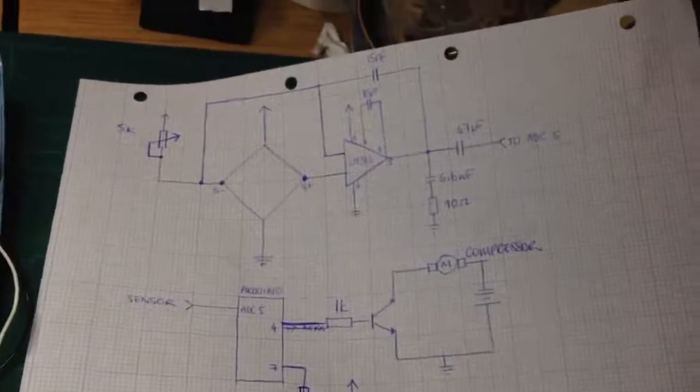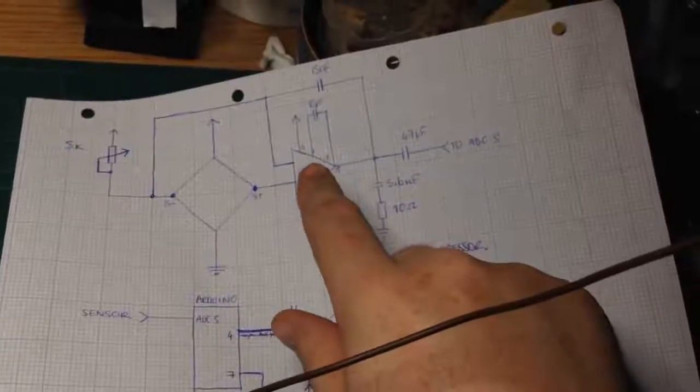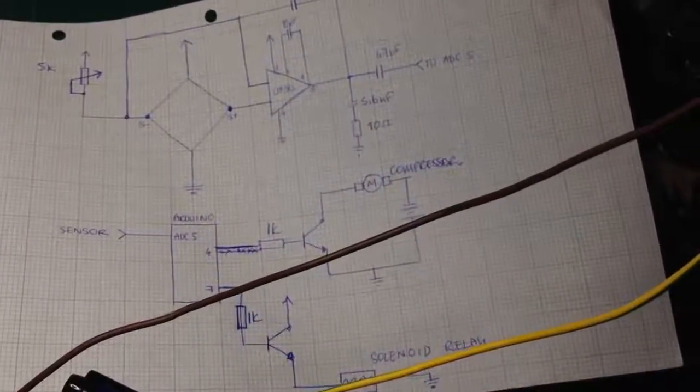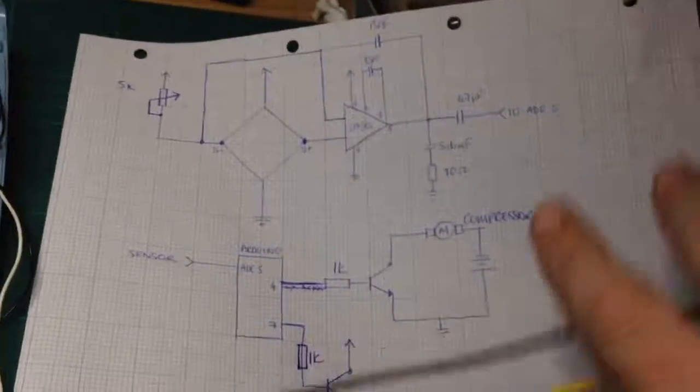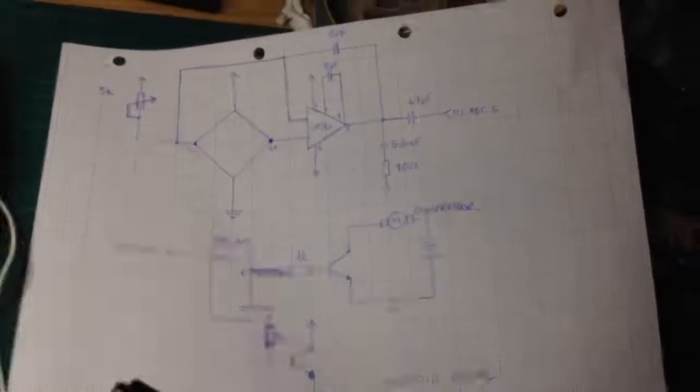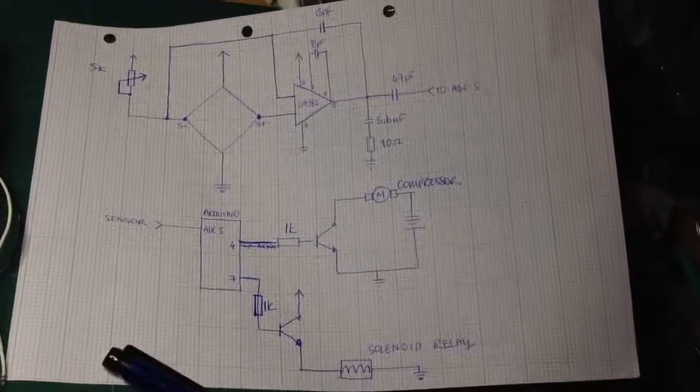The entire thing is set up like this. As you can see, the pressure sensor there, the op amp there, feeding into the Arduino, and there's the motor and relay there, the solenoid for the vent. So if you want to replicate this, there's a rough schematic on how to do it.